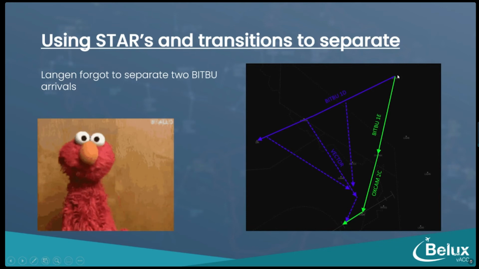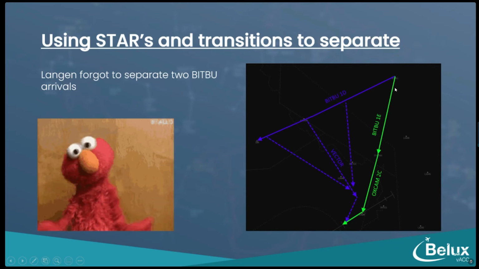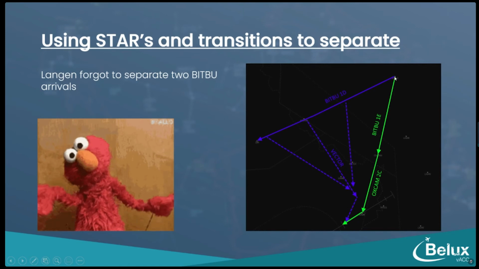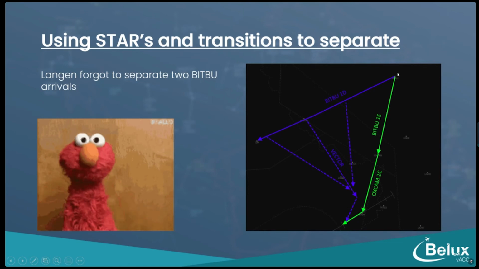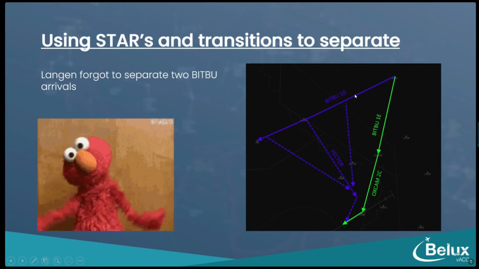And then the other one, you give them a speed restriction. Actually, it's best to give both of them a speed restriction at this point, so they keep going at the same speed. And you can just clear them for the Bitbu 1 Delta arrival. Okay, then you just monitor the situation. They'll slowly start to diverge from each other.